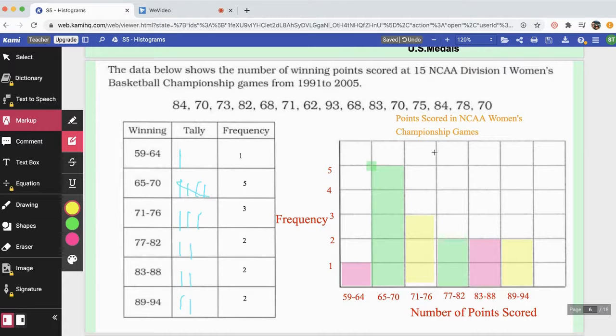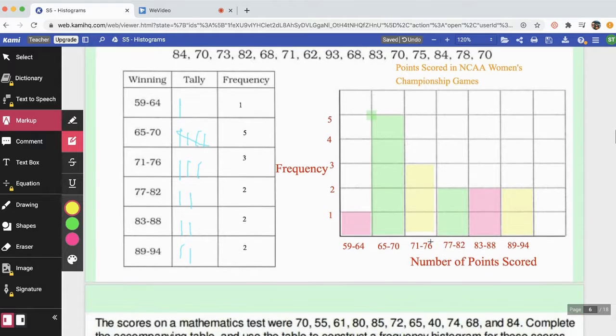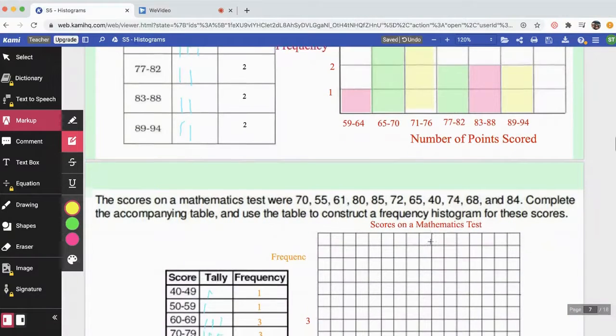It helps me see kind of where most of the data was. This seems to be an unusually low score because there's only one. We can take a look at that information, which we're going to do in just a little bit.